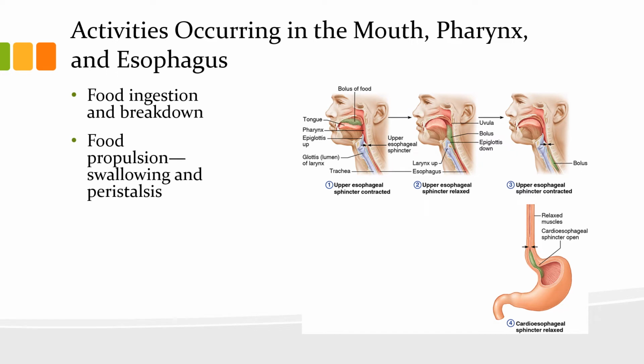3. The upper esophageal sphincter contracts again as the larynx and epiglottis return to their former positions, and peristalsis moves the food bolus inferiorly to the stomach. And 4, the cardioesophageal sphincter opens and food enters the stomach.